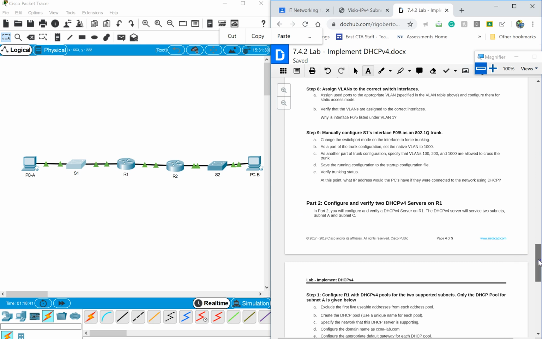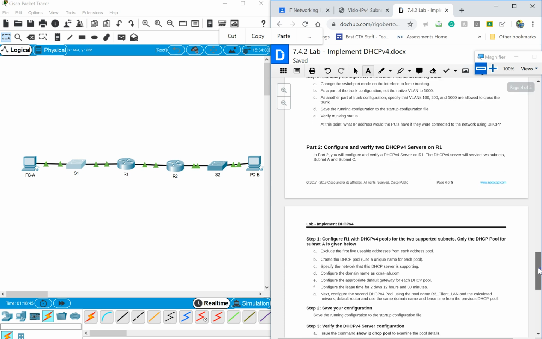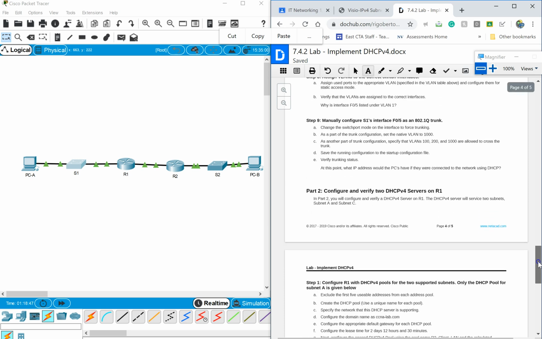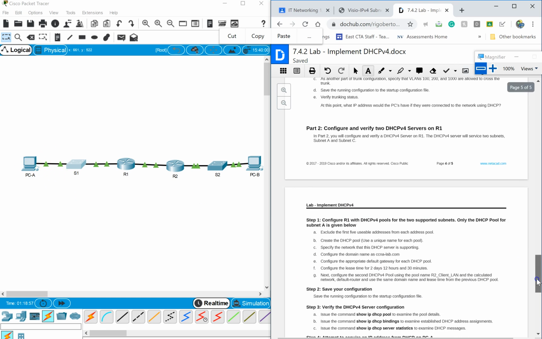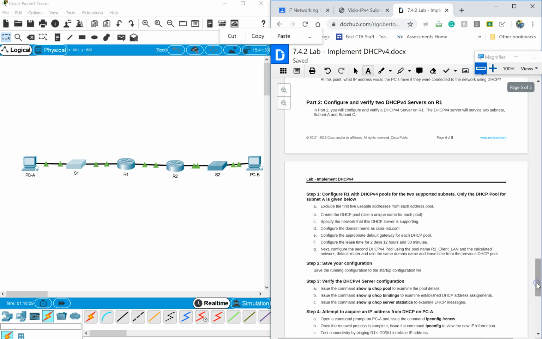It says at this point, what IP address would the PCs have if they were connected to the network using DHCP? At this point, that depends. Since we don't have a pool set up, it would be .3, because it would just be the next available address, which if we've used .1 for R1, .2 for S1's VLAN 200, .3 would be the next one that's available. But we're going to change all that right now.